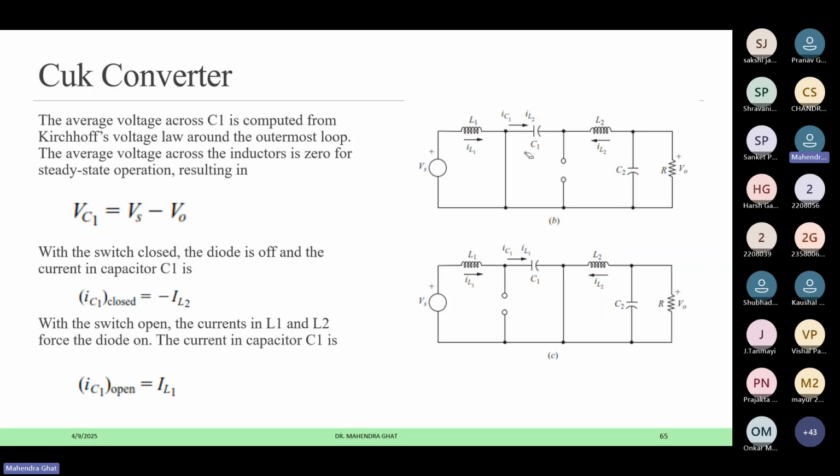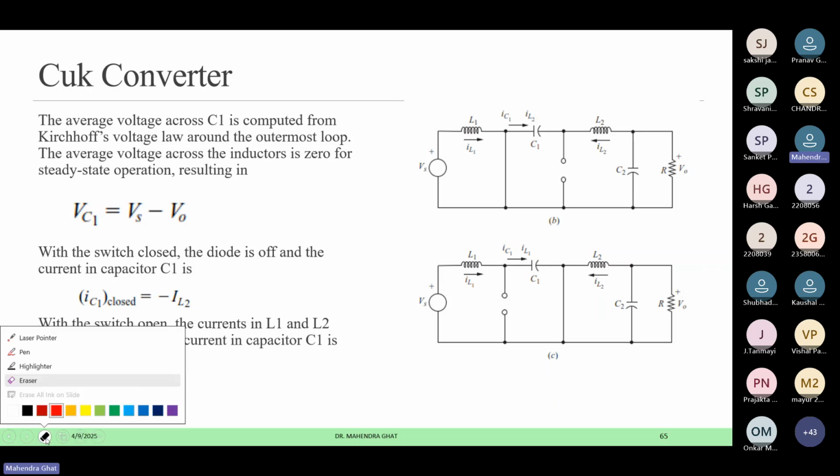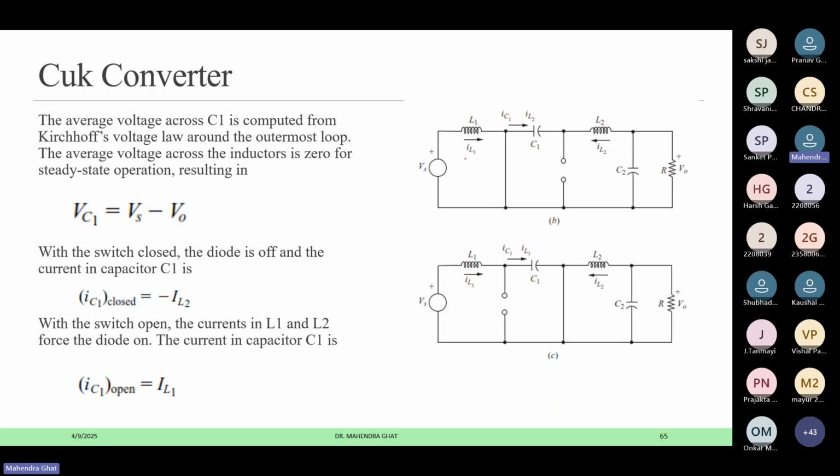When the switch is on, you can see, at that time, what is happening? We have considered a constant inductor current. So the inductor current is flowing in this direction. This other inductor also has current, so it also has to flow from somewhere. This current is flowing in this direction. And when the switch is open, the diode gets shorted and the inductor current is flowing in this direction, and this inductor current again flows in this direction.